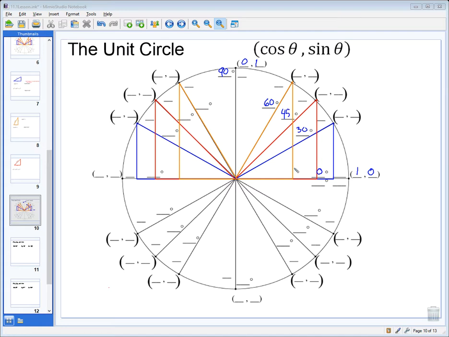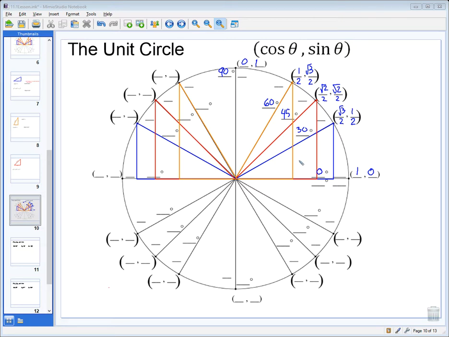For the values of these, the x-coordinate, this length here, is the square root of 3 over 2, and the y-coordinate is 1/2. At 45 degrees, they're exactly the same, which is square root 2 over 2. And at 60 degrees, they have been reversed. The x-coordinate is now 1/2, and the y-coordinate is square root 3 over 2.